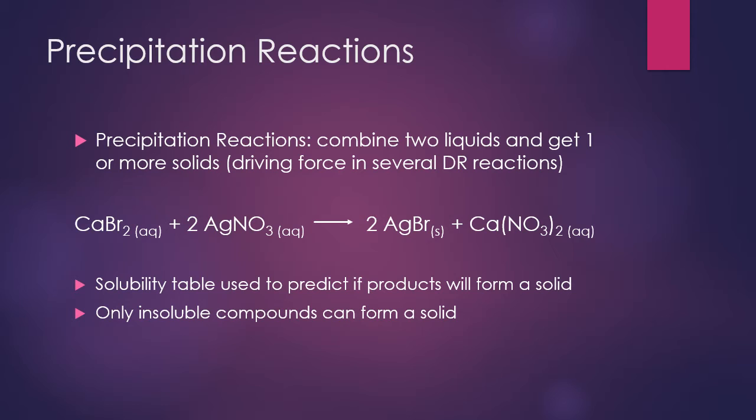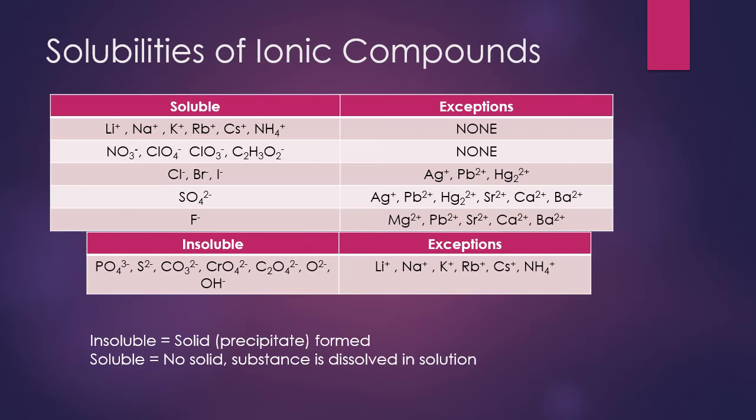All right, so we're going to use solubility tables to predict if a product will form. Because when you do these reactions, you're not going to be given this S here and this aqueous here. You're going to have to figure those out using solubility tables. These are the tables we are going to be using to predict if a compound will form a solid and if a compound will not form a solid.